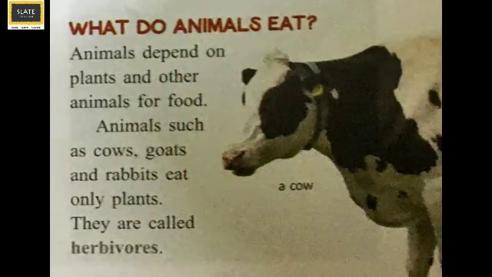What do animals eat? Animals depend on plants and other animals for food. Animals such as cows, goats, and rabbits eat only plants. They are called herbivores.